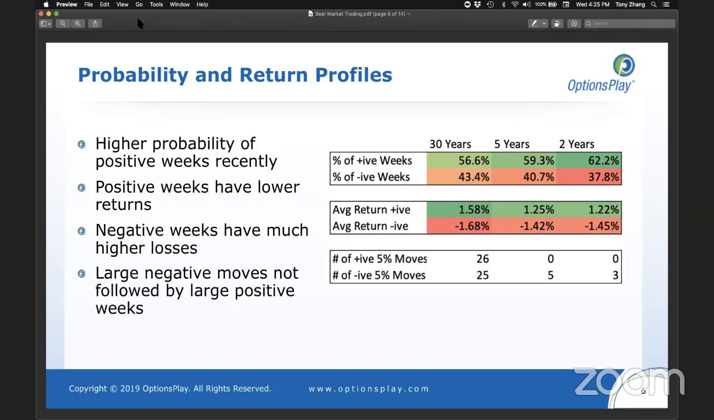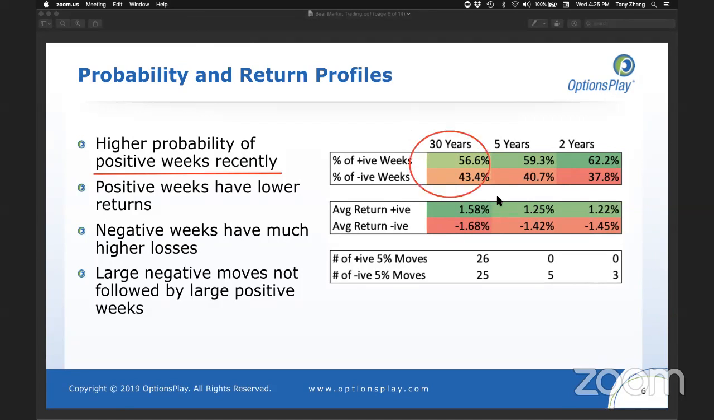So first of all, what we've noticed right off the bat is that there's a much higher probability of positive weeks versus negative weeks. Historically, over the last 30 years, that's always been the case, that we've seen 56% of the time markets move higher, 43% of the time the markets move lower. So there's always a tilt towards the markets moving higher.